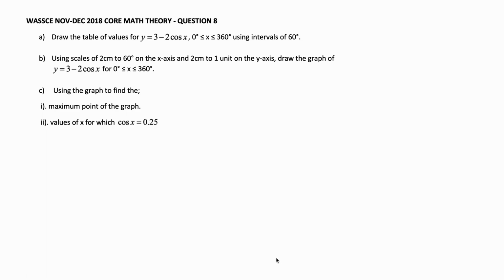B. Using scales of 2 centimeters to 60 degrees on the x-axis and 2 centimeters to 1 unit on the y-axis, draw the graph of y is equal to 3 minus 2 cos x for x between 0 degrees and 360 degrees. C. Using the graph, find I. the maximum point of the graph, and II. the values of x for which cos x is equal to 0.25. So let's begin with our solution.